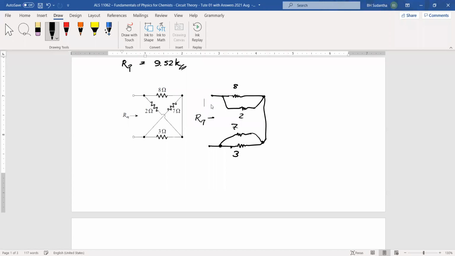And from this side, we can take this RT. Then RT is 8 parallel 2 plus 7 parallel 3. And this is this one, and 21 divided by 10. 1.6 plus 2.1. 3.7.